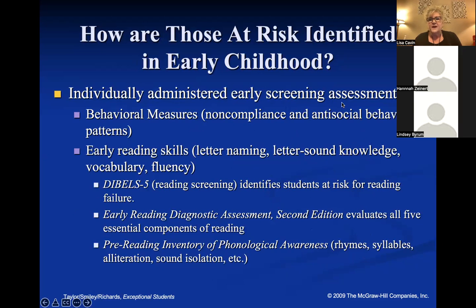So how are those at risk identified in early childhood? Sometimes it can be a little tricky with very young children. Well, we give individually administered early screening assessments. We might use a behavioral measure, and we'll look at things like noncompliance or antisocial behavior patterns. We can tell a lot by how cooperative children may be, how much of that antisocial behavior they actually demonstrate. We can do a lot of that through observation in a classroom setting while they play with other children. So some of that is play-based assessment, looking at cooperative learning situations, and seeing how they manage their behavior with other children. We'll look at early reading skills, such as letter naming, letter sound knowledge, their vocabulary, and their fluency.